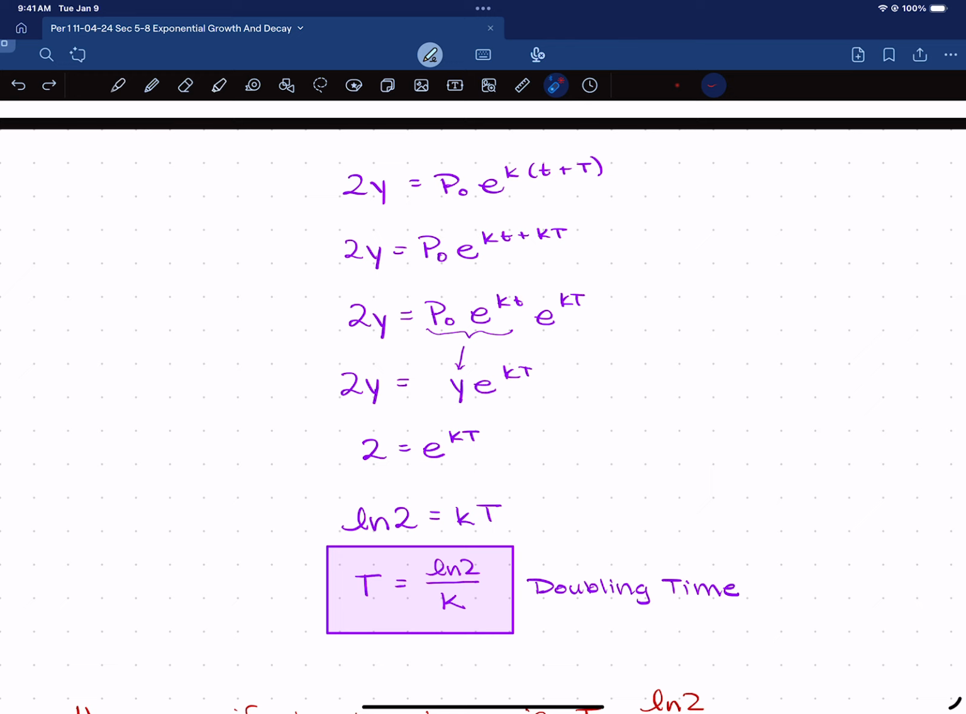And by the way, if doubling time is the natural log of 2 over k, what do you think tripling time or quadrupling time would be? And if you're thinking tripling time is the natural log of 3 over k, quadrupling time would be the natural log of 4 over k, you're thinking right. So yeah, that's doubling time. This is our formula for doubling time. So a nice simple formula.